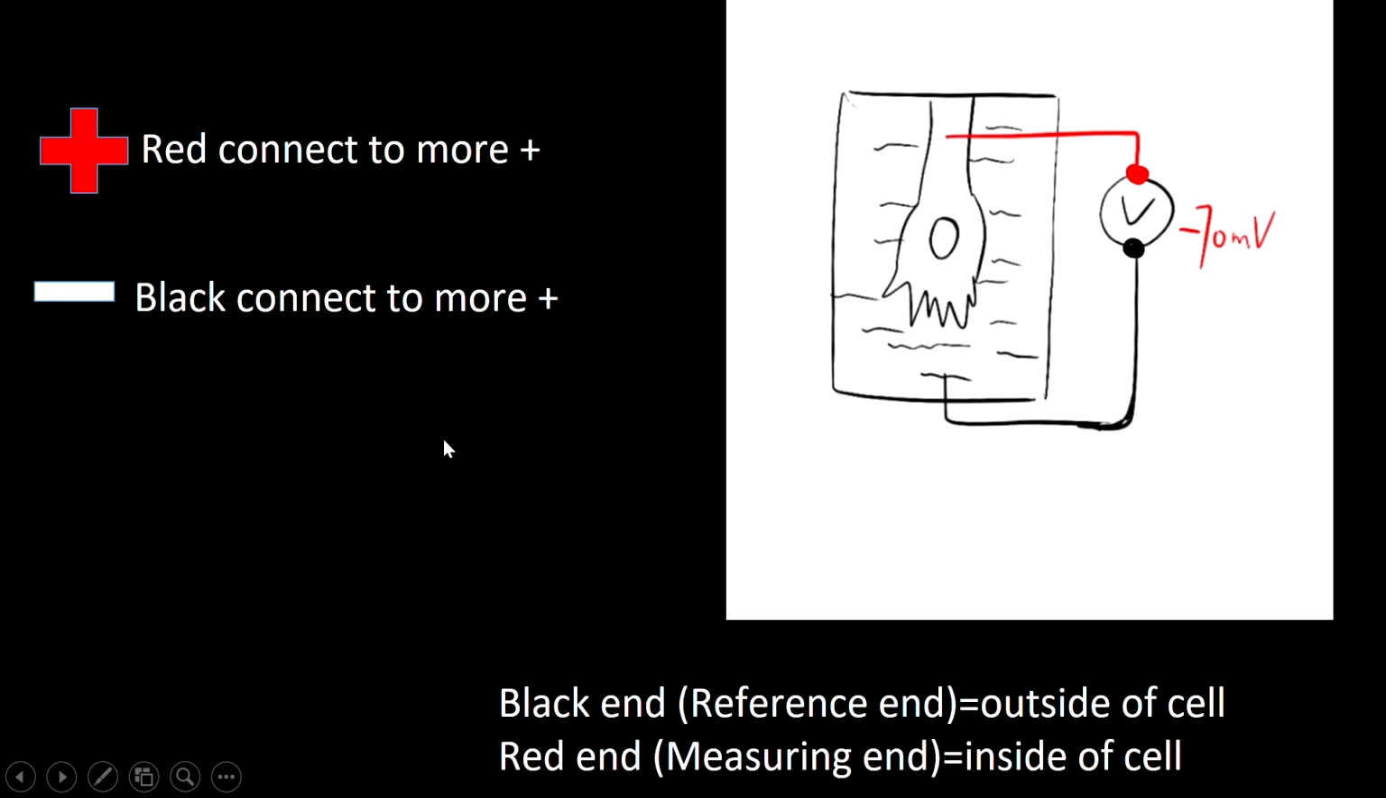Okay, with that being said, let's come back to our cell. I have a reminder. If the sign that you get is negative, it means the black end, which is the reference end, is connected to a place where there are a lot of positively charged particles. In this situation, it is negative, so you know there are more positive particles here and fewer positive particles in here. When people measure the voltage of a cell, they always connect the black end, the reference end, outside the cell, and the red end, the measure end, in the cell.